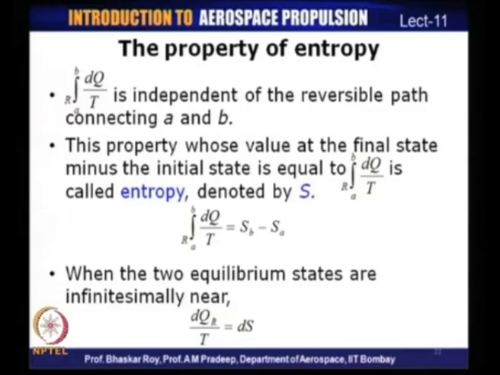So, the integral from A to B for a reversible process of dq by T is equal to S_B minus S_A, and if the two equilibrium states are infinitesimally near, then dq_r by T is basically equal to dS. So, entropy is basically equal to the integral between the initial and final states of dq by T applied for a reversible process. So, for a reversible process, it is possible to equate the integral of dq by T as the difference in the entropies, or delta S.